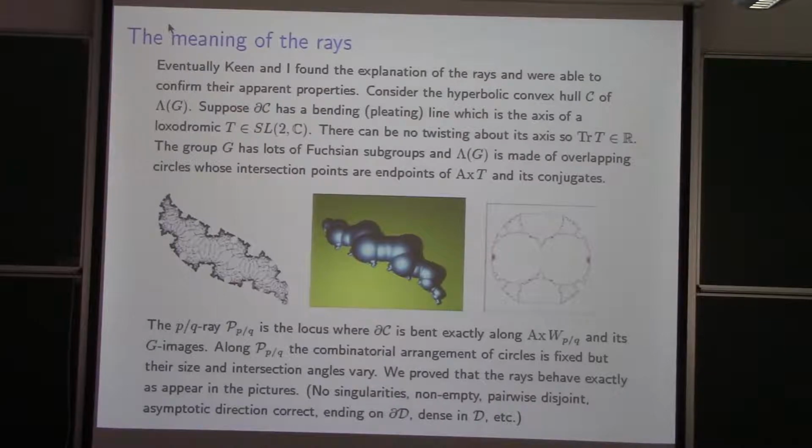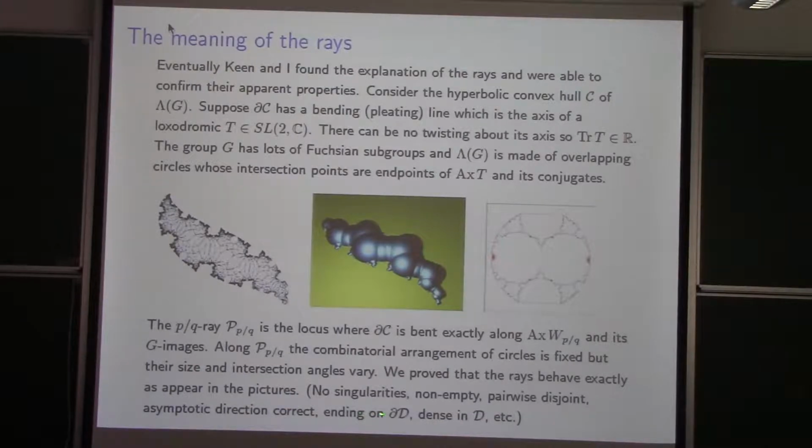Armed with that interpretation, it's possible to prove that these rays are as they looked in the picture. Now you need some geometry there, right? Once you've got an idea what they actually mean, you've got a hope of getting your hands on something. So we were able to prove that the rays are indeed like they looked in the picture. So this now becomes a theorem.